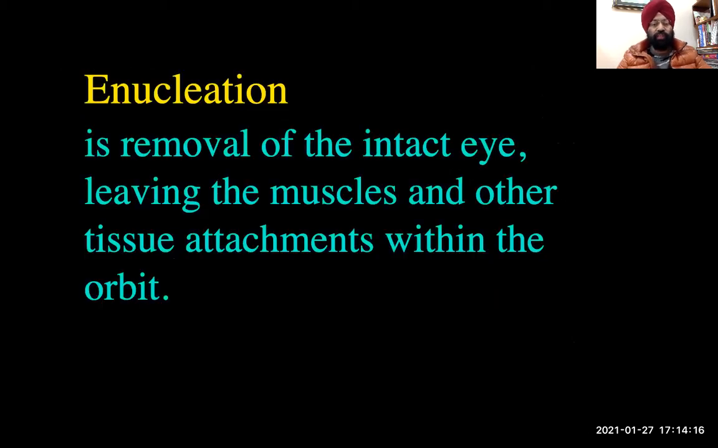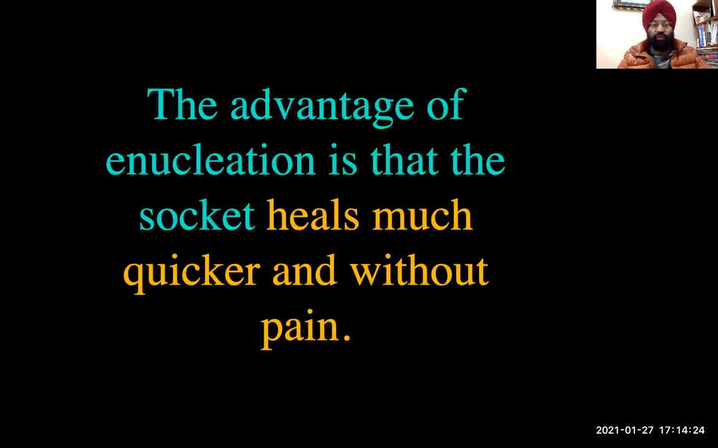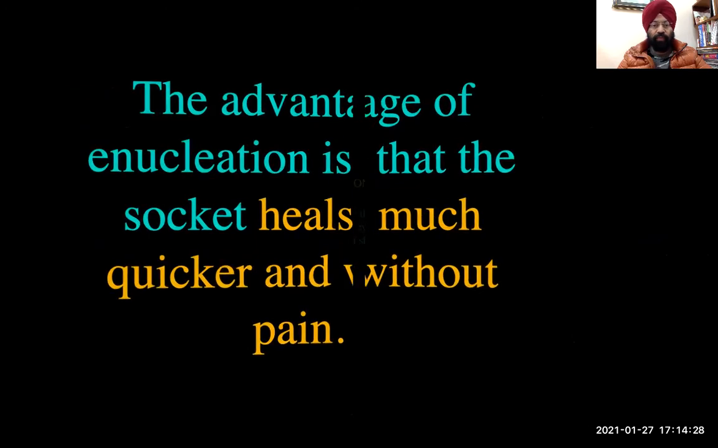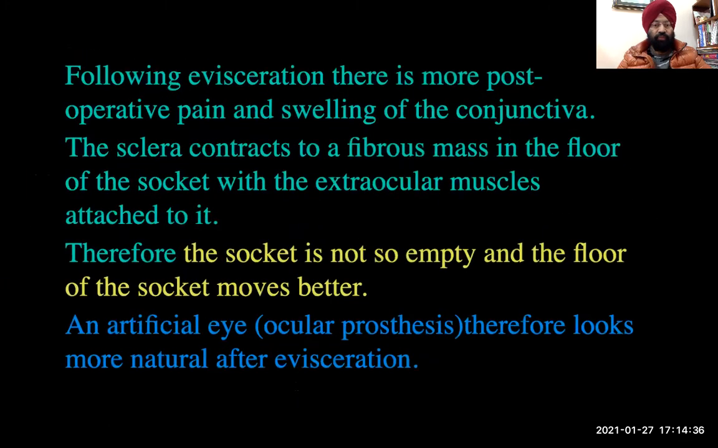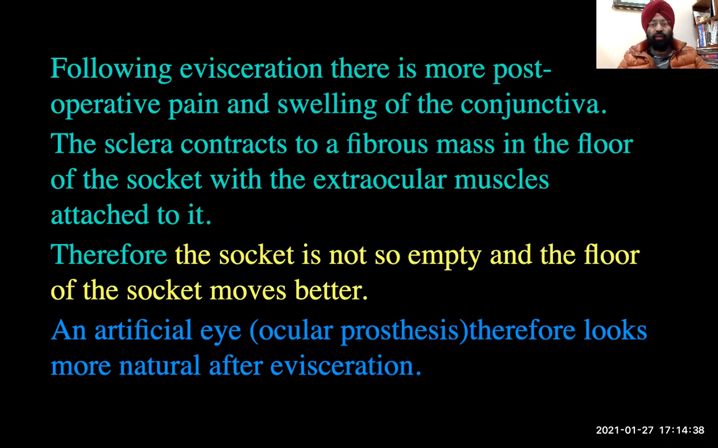First, enucleation. Enucleation is the removal of the intact eye, leaving the muscles and other tissue attachments within the orbit. The advantage of the enucleation procedure is that the socket heals much quicker and without pain. Evisceration is the second procedure, the removal of the content of the eye, leaving only the scleral shell. Following evisceration, there is more post-operative pain and swelling of the conjunctiva.